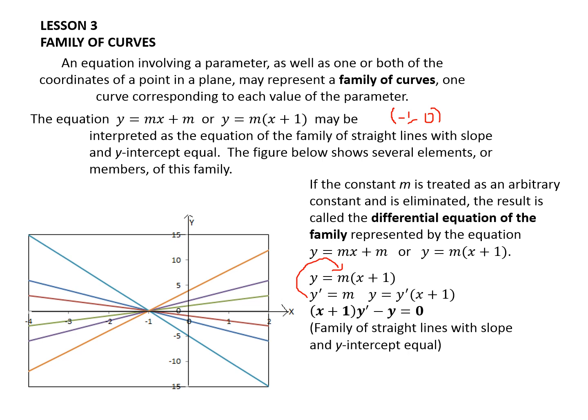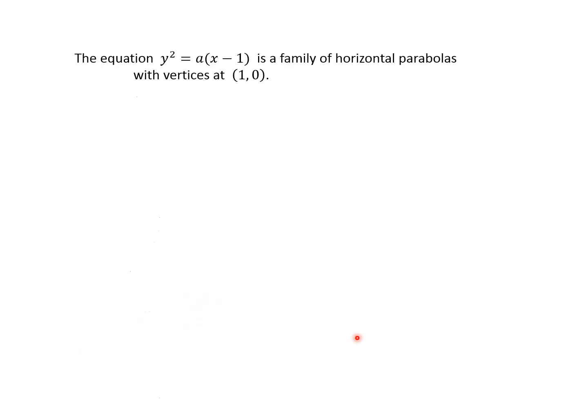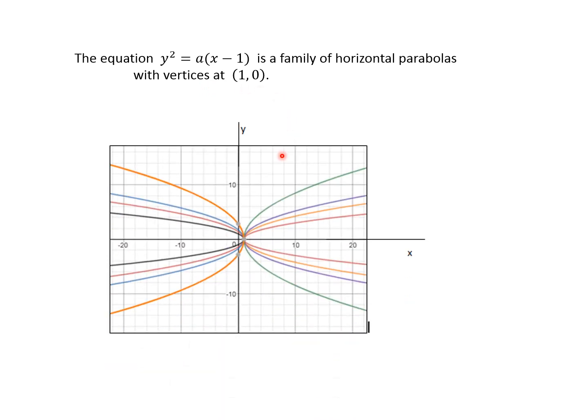Another example is this one. The equation y squared is a times x minus 1 is obviously a family of horizontal parabolas with vertices at 1, 0. Observe that if it is y squared here, it is horizontal. If the square is on x, it will be vertical. And then the vertex is at 1, 0. So this represents now the family.